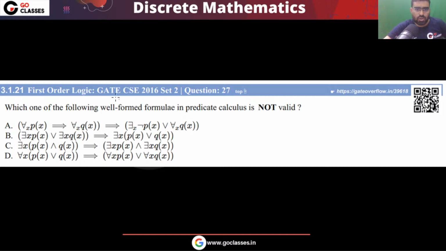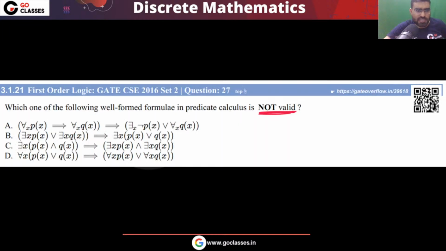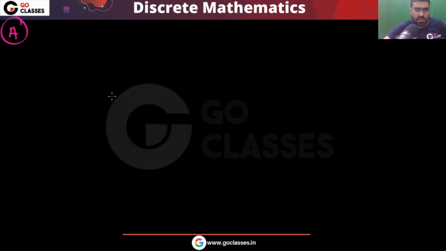Now let's see, this is a GATE 2016 question. Which of the following well-formed formulas is not valid in the predicate calculus? Which of them is not valid? Let's check it out. First, let's see option A. Option A is actually very simple. For all x, Px implies for all x, Qx. This is what is given.